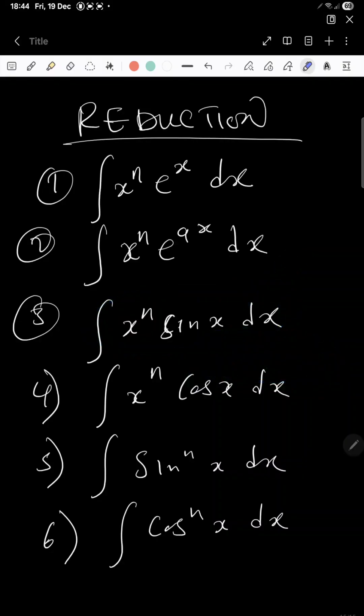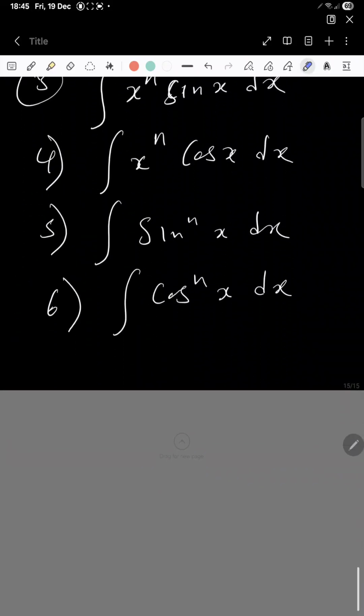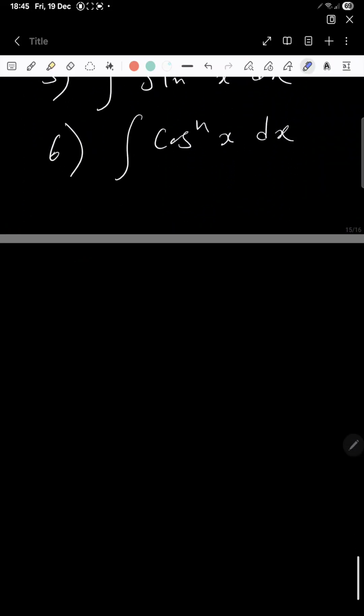Alright, now how then do we derive the formula? So the main interest of this video is to derive the formulas for reduction. Let's see how we can derive these formulas. So number 1, we are going to derive the formula for integral of x to power n e to power x dx. So this is what we are going to derive here. Now whenever you're deriving the formulas for reduction, make sure that you are using by parts. So to derive the formulas, we use by parts.